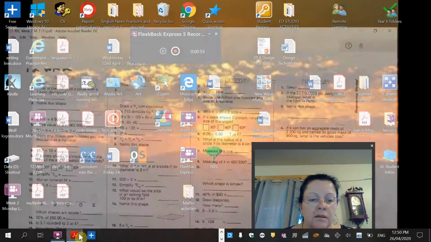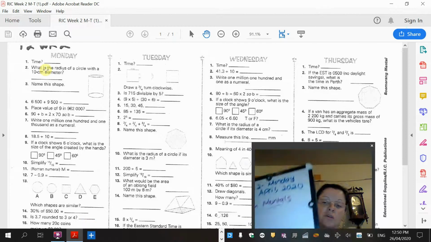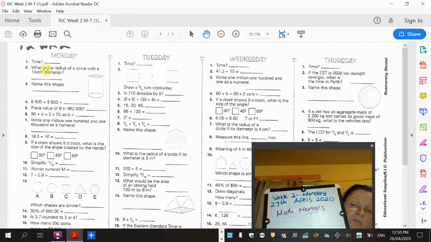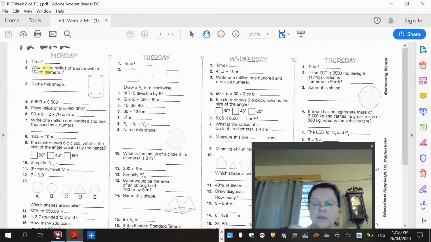All right, the first question is, now you can head up your book. Week 2, put your name at the top, please. Monday, 27th of April, and Math Mental. If you've got these sheets, I sent them all to you yesterday to make sure you've got them if you want to use them in case Edge Studio was down, or you can just head it up with question 1.